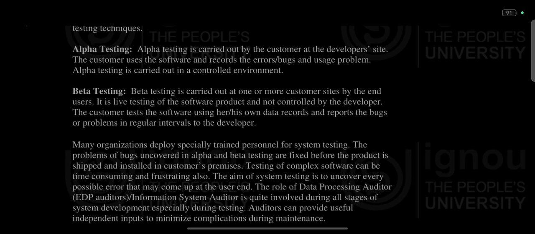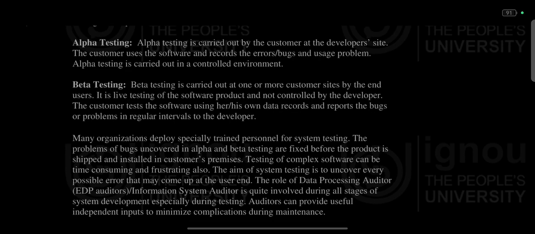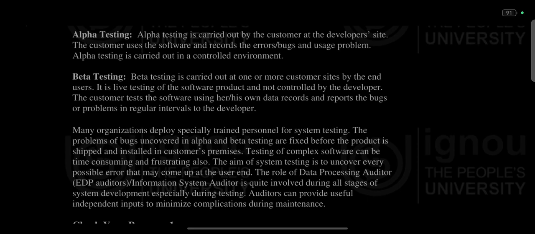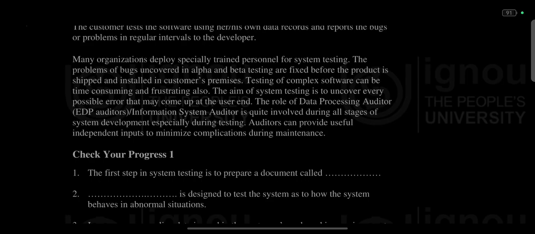Many organizations deploy specially trained personnel for system testing. The problems or bugs uncovered in alpha and beta testing are fixed before the product is shipped and installed at customers' premises. Testing of complex software can be time consuming and frustrating also. The aim of system testing is to uncover every possible error that may come up at the user end.